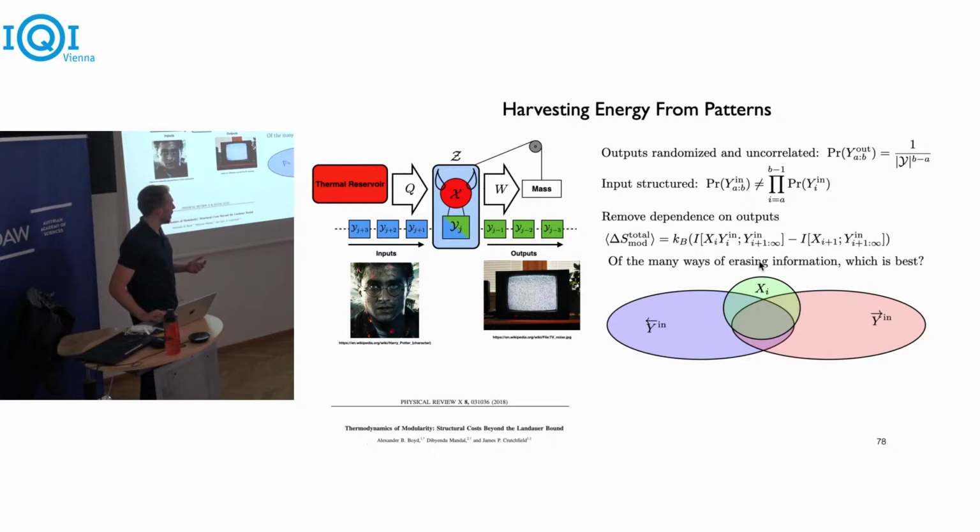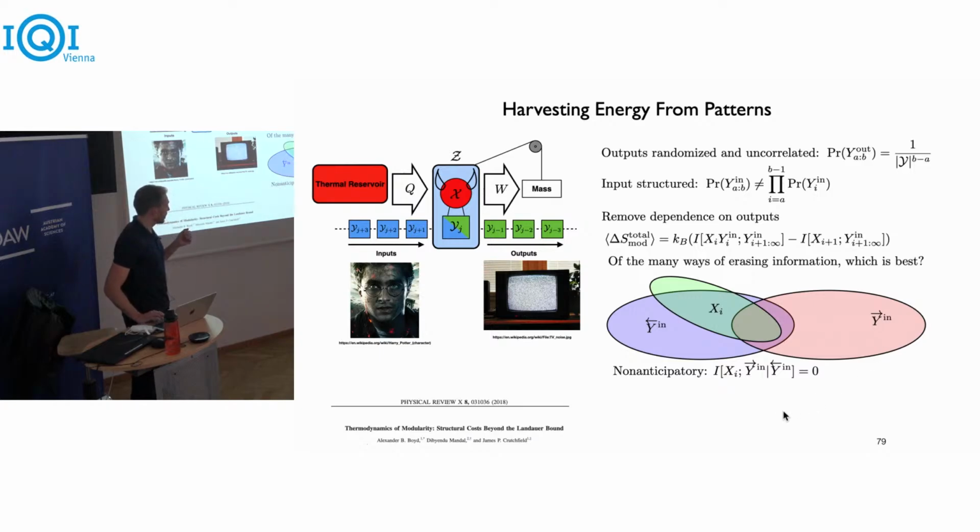So we have a bunch of candidates for what X could be in relation to the input past and input future. One thing we know is that X is non-anticipatory, meaning it can't know anything about the input future beyond what's predicted from the input past. So that basically means this variable here can't have any overlap with this pure red region.